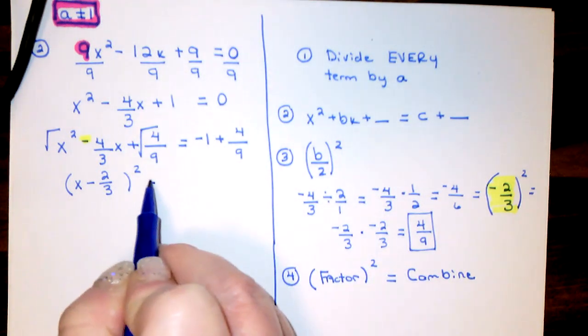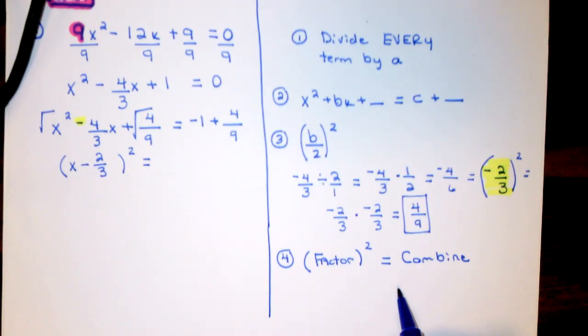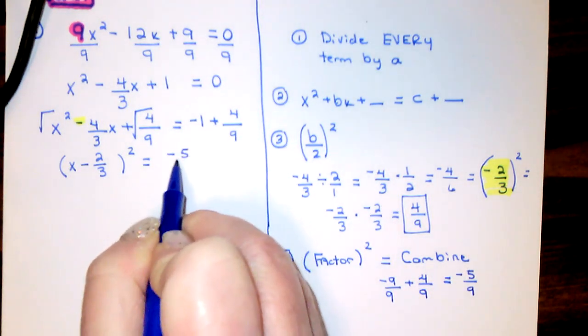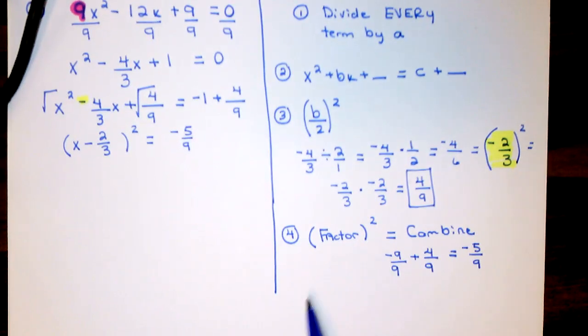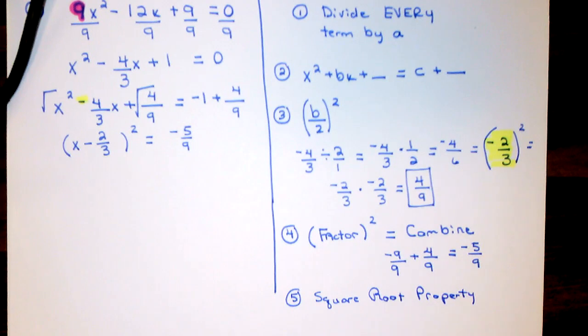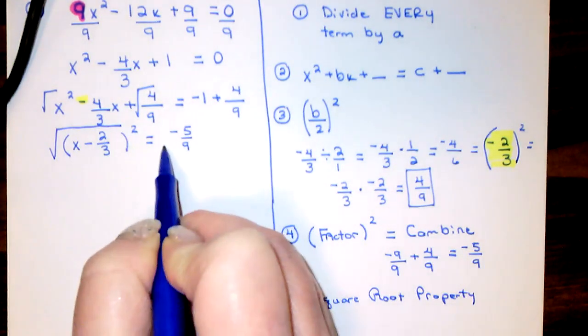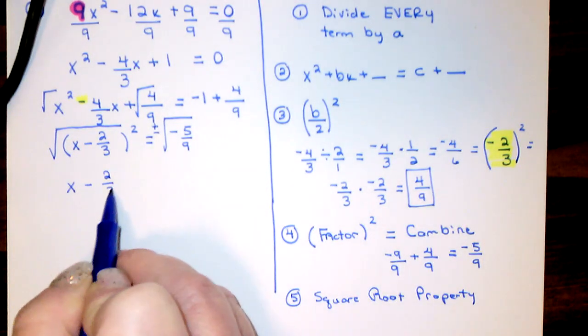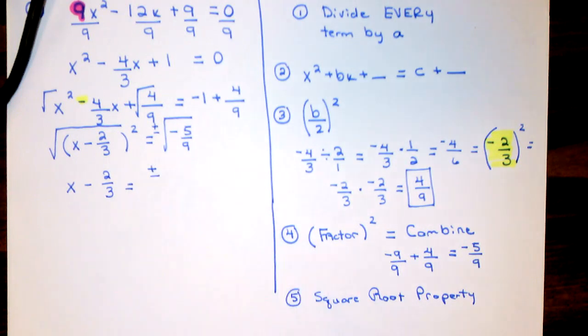Now, when I combine those numbers on the right, I'm going to get a common denominator. So that's going to be like negative 9/9 plus 4/9. That's going to go together and give you a negative 5/9. Now, we're back again to the square root property. So once you get it to that part, you're ready to go through and start taking your square roots and your plus and minus. So this is going to go to x minus 2/3 equals plus or minus.